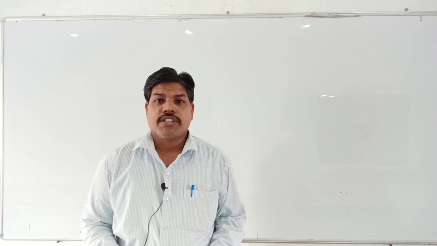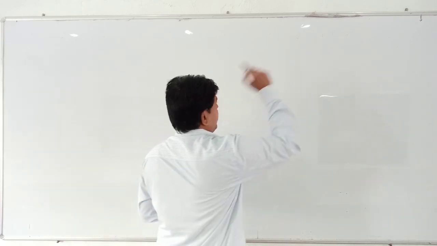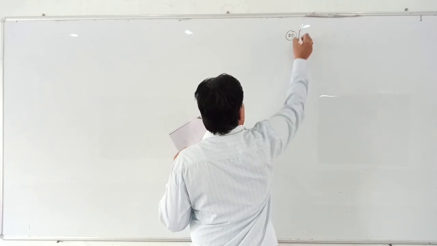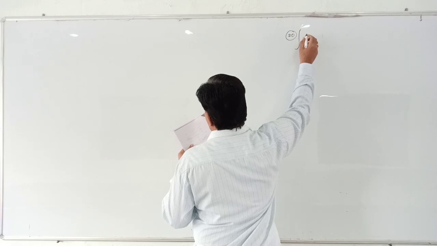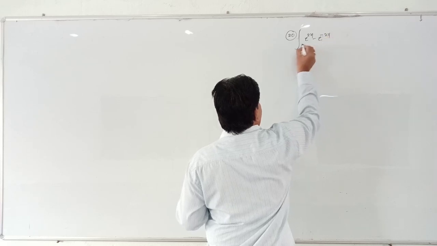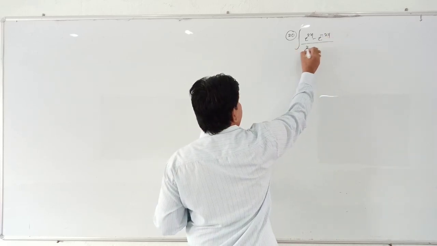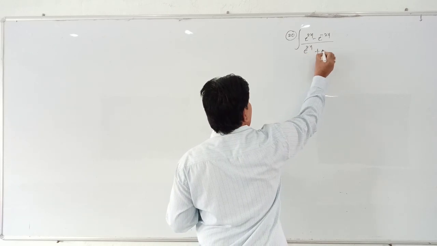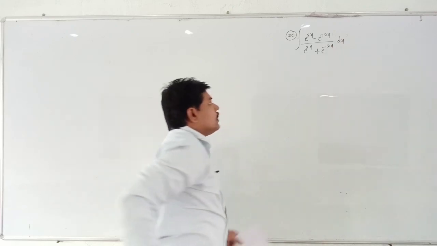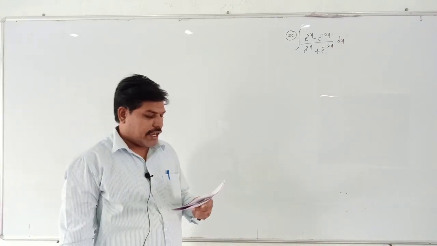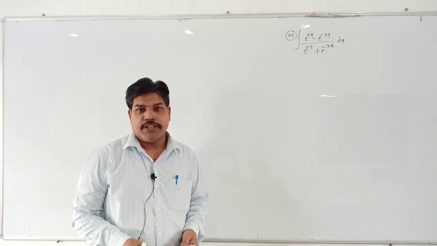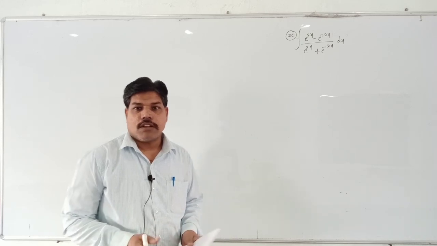So see the next question, question number 20. What is question number 20? The integral of (e^(2x) - e^(-2x)) by (e^(2x) + e^(-2x)) into dx. See that question, students, how to solve this question.